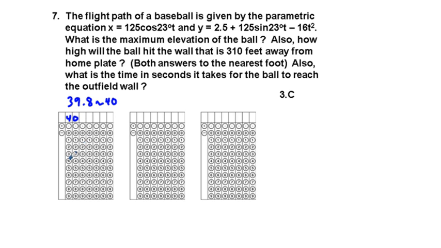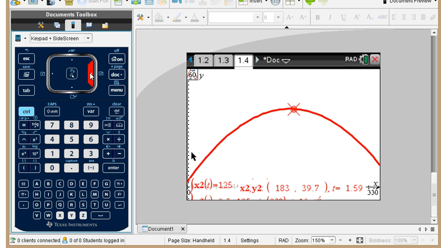And we bubble that in. Here we have the 4 and the 0. Okay, next we'll find out how high the ball will hit the wall that is 310 feet away. So we go back to our calculator and continue.